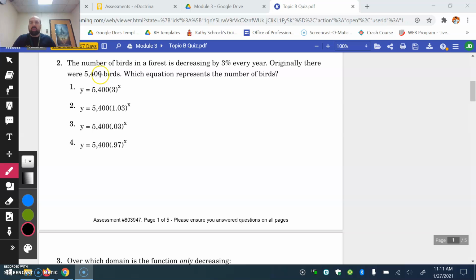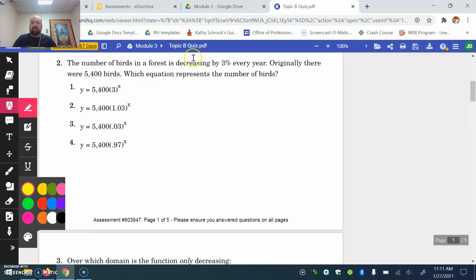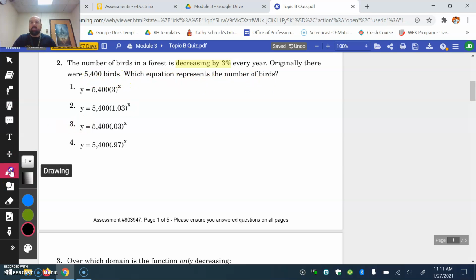Okay, question 2. The number of birds in a forest is decreasing by 3% every year. Originally, there were 5,400 birds. Which equation represents the number of birds?